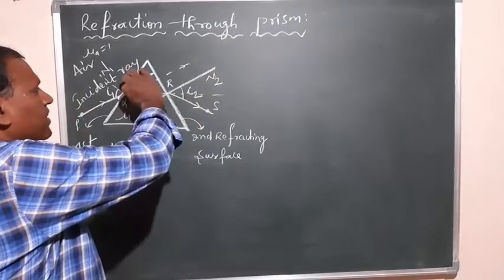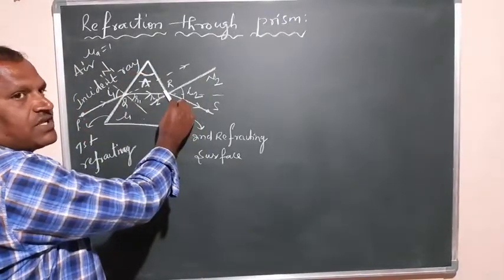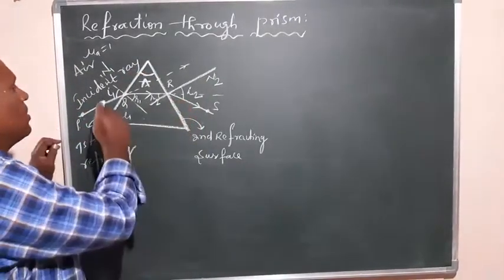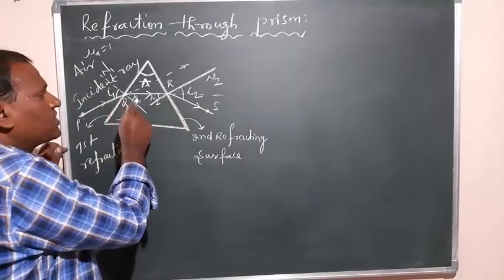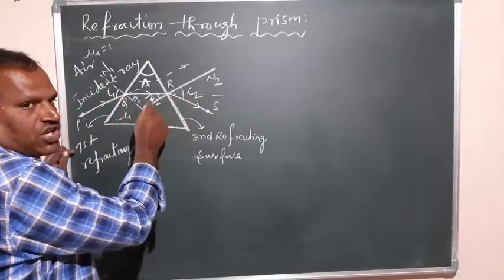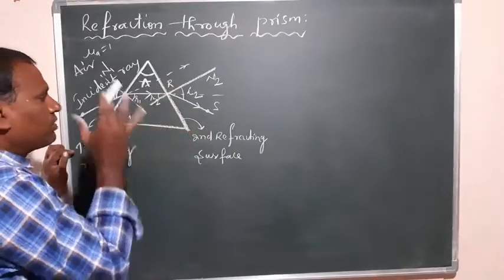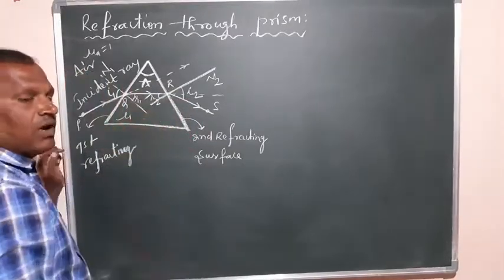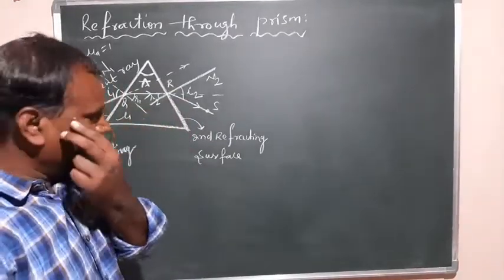Here this is the first refracting surface, this is the second refracting surface, and what you can observe, this is an incident angle, this is a refraction angle, this is an incident angle, this is a refraction angle. So this part you have to remember, and I said it is an equilateral prism or glass prism, right?